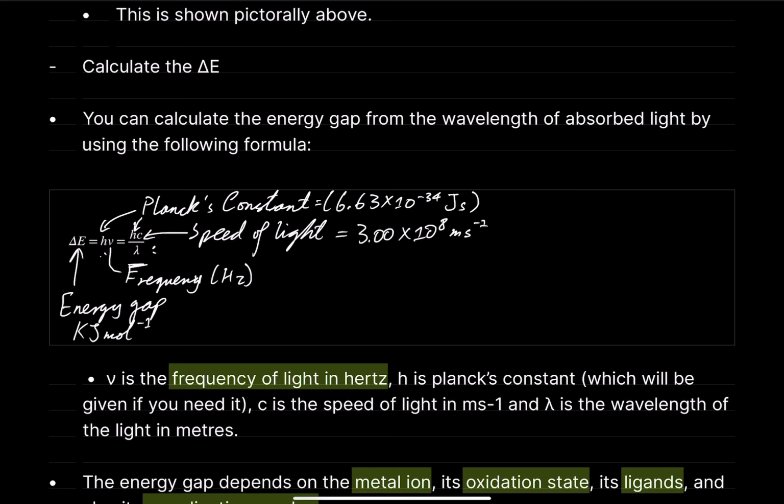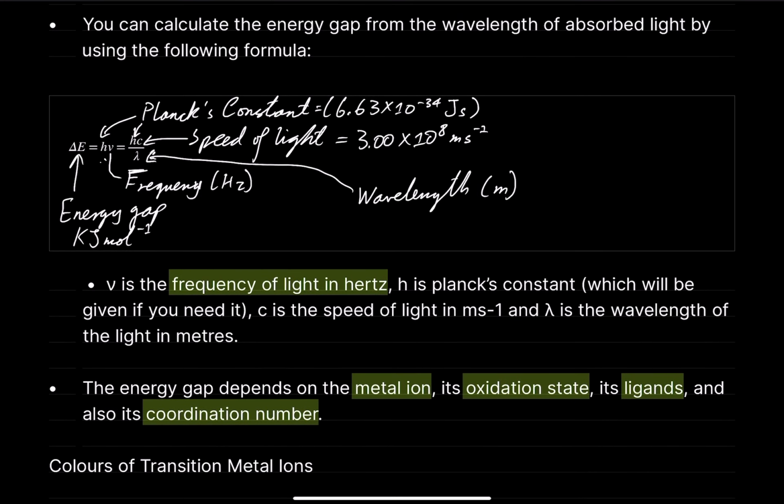And lambda is just your wavelength. It's in meters. It's not in picometers or nanometers or anything like that. Wavelength is in meters because we keep the SI unit. Wavelength is just a distance, and distance is always measured in meters. Right.